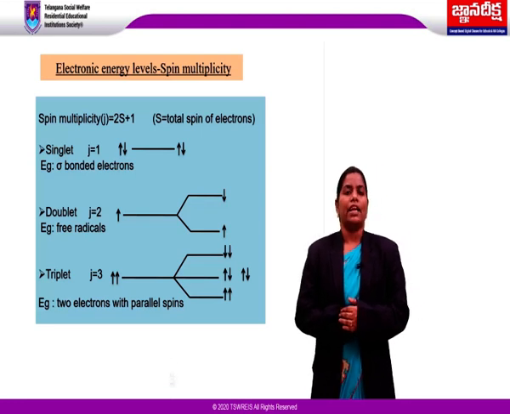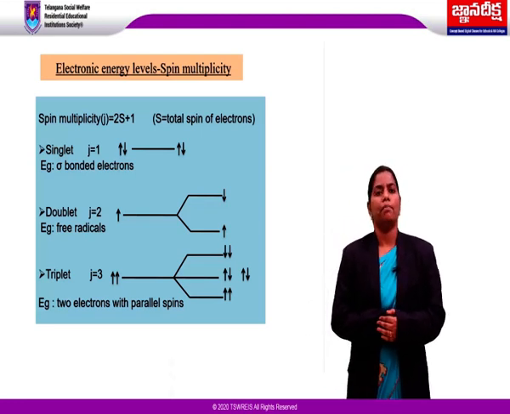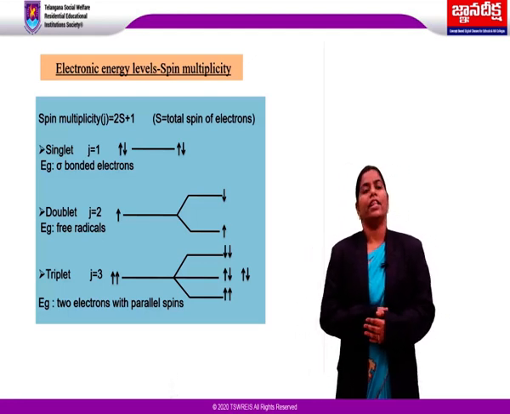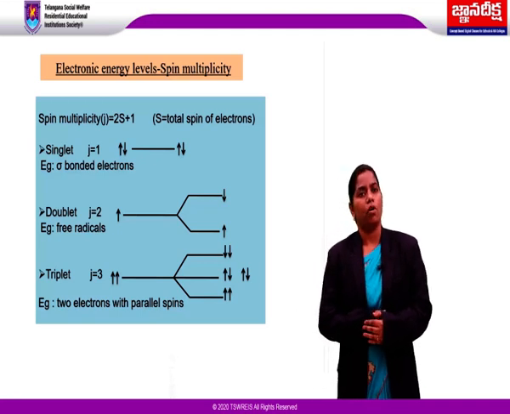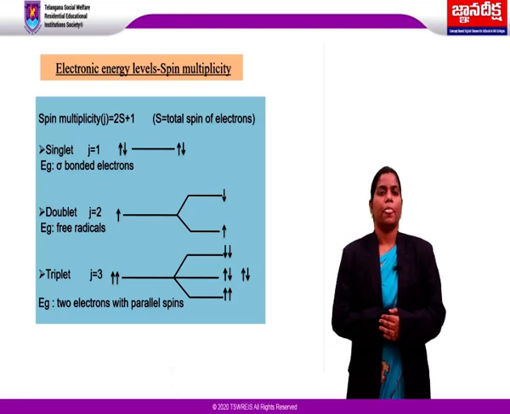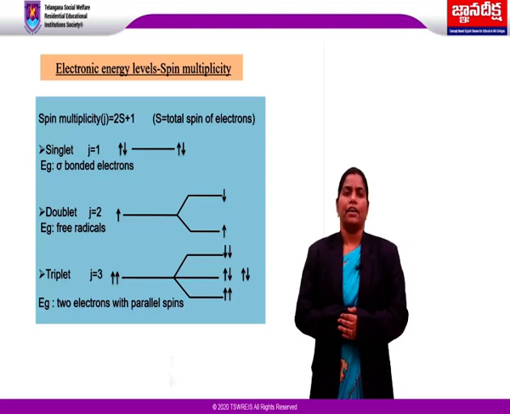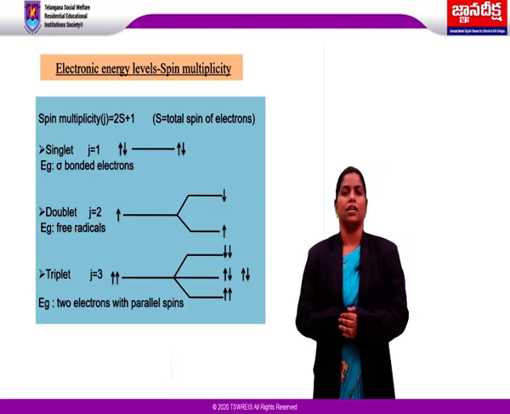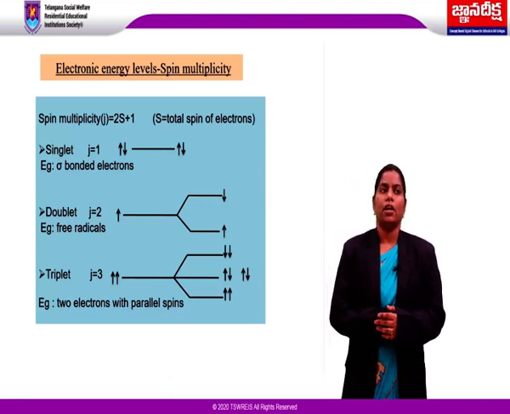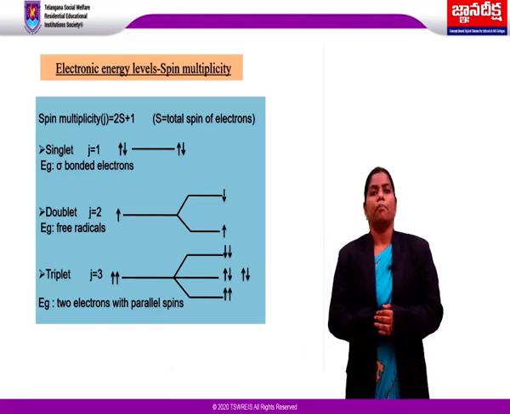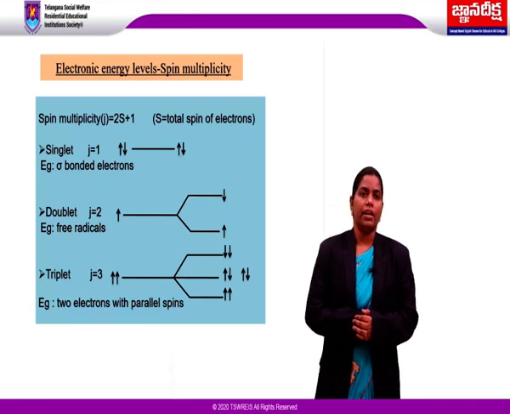Now, coming to the doublet, if the J value is equal to 2, that particular molecular orbital is designated as doublet, and this occurs when there is an unpaired electron present in the molecular orbital, and this is mainly seen in the case of free radicals. If the J value is equal to 3, then we say that particular electronic energy level is in spin multiplicity triplet. When the molecular orbital contains 2 electrons having parallel spin, then we say that molecular orbital is in triplet condition.